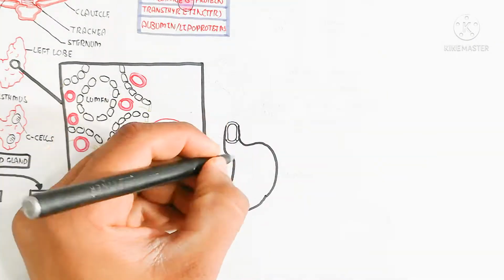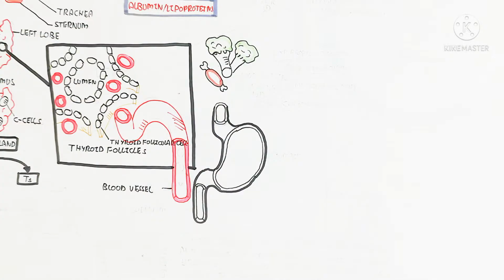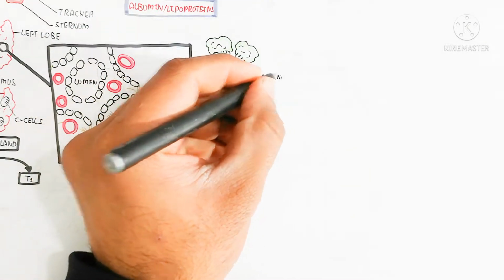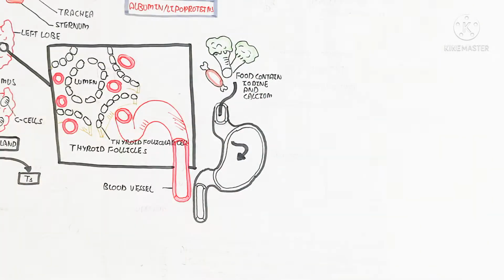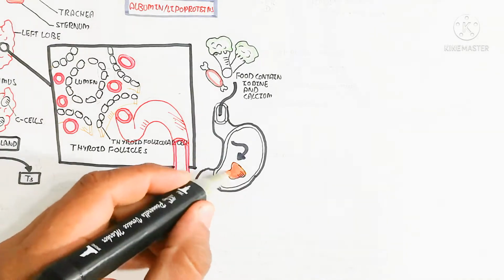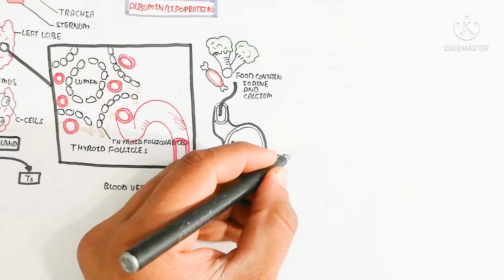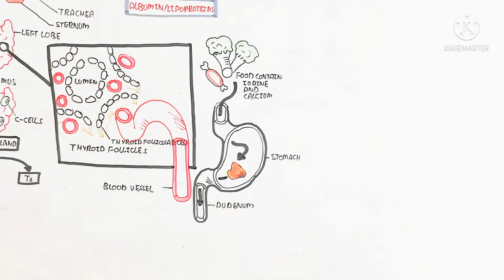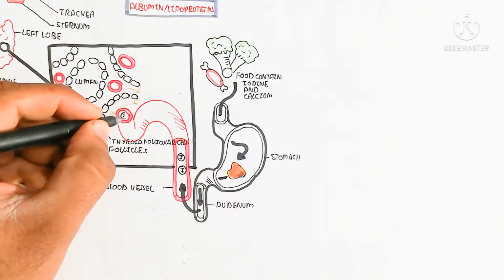so remember that. And here is the stomach. After digestion, the duodenum will absorb the iodine. So iodine-rich food and salt will be absorbed into the blood circulatory system, and from the blood will move into the thyroid follicular cell. After the thyroid follicular cell absorbs the iodine, the story will begin.